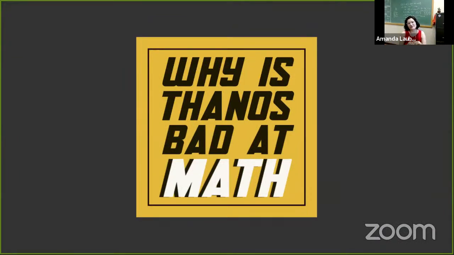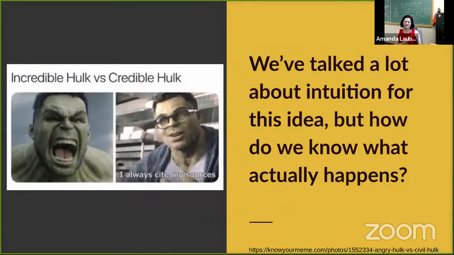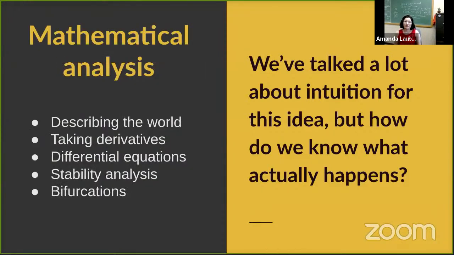So now that I've argued why Thanos was wrong, I'd like to spend the rest of the time I have talking about why Thanos is bad at math specifically when he's wrong. Everything we've done up to this point has been more intuition about why he was wrong. But it would be fair to ask, how do you know that that's what would actually happen? And the way we're going to address that question is through mathematical analysis.